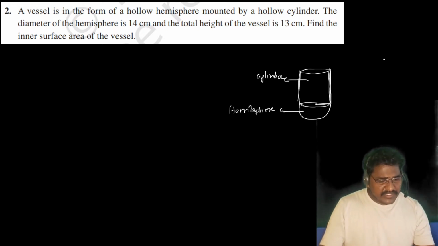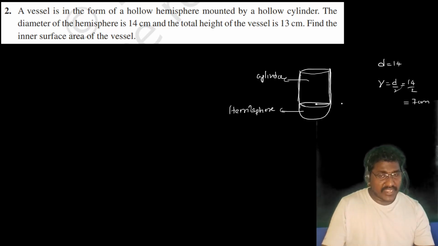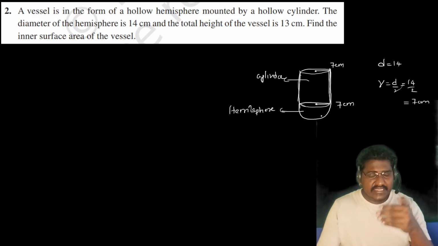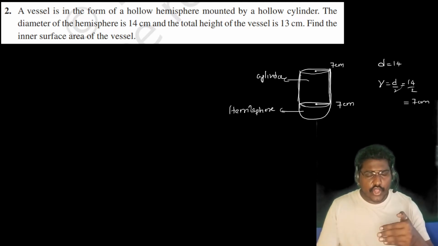If the diameter is equal to 14, then the radius is equal to d by 2, that is 14 by 2, which is equal to 7 centimeter. So the radius is 7 centimeter, and this radius of 7 centimeter is common for both the hemisphere and the cylinder.